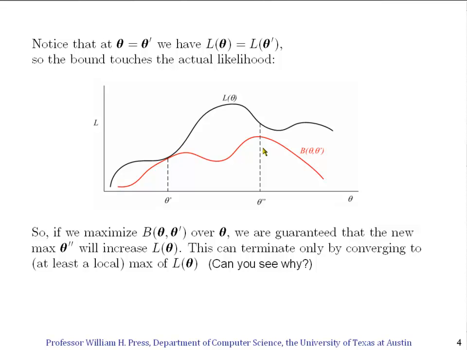So we're guaranteed that each step of EM increases the overall likelihood, and we're guaranteed that this can terminate only on at least a local max of the likelihood, the log likelihood function. And it works whether we actually use a local or a global maximizer when we're working on the red curve.